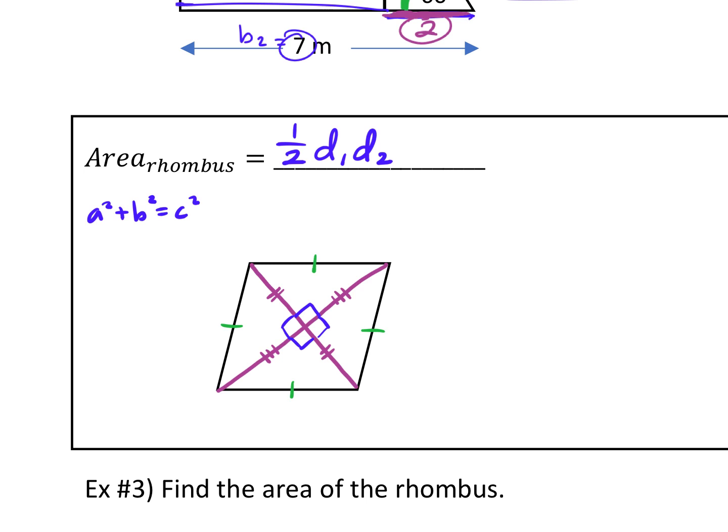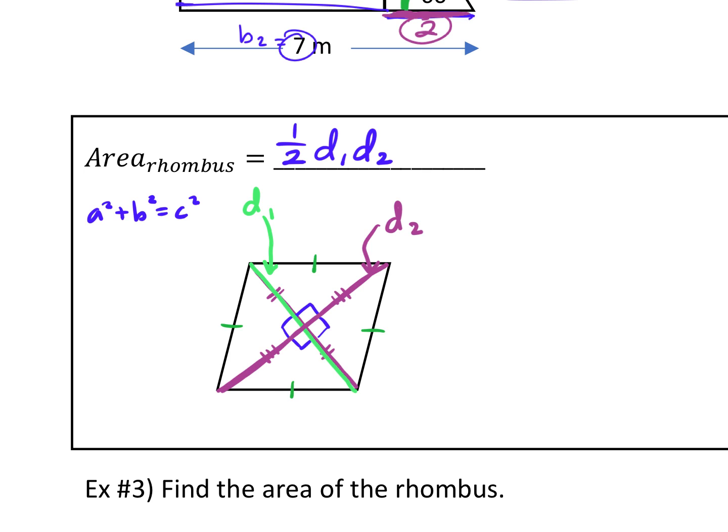What's a diagonal? Is it like the red lines? Yeah, it's those maroon reddish colored lines. So this right here I would call diagonal 1. It doesn't matter which one's diagonal 1 and which one's diagonal 2. And this one right here, I would call diagonal 2.